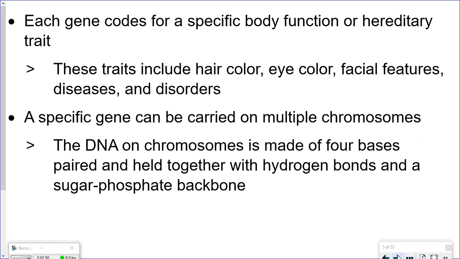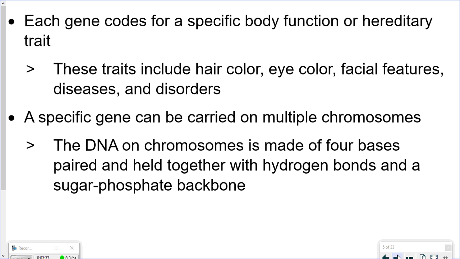Each gene is going to code for a specific body function or hereditary trait. This could include your hair color, eye color, facial features, so what type of nose, ears, eyes you have, things like that. It can also code for different diseases or disorders, depending on where it's located. And a specific gene can be carried on multiple chromosomes. So a lot of times you may have multiple places that code for hair color or multiple places that code for eye color, things like that.